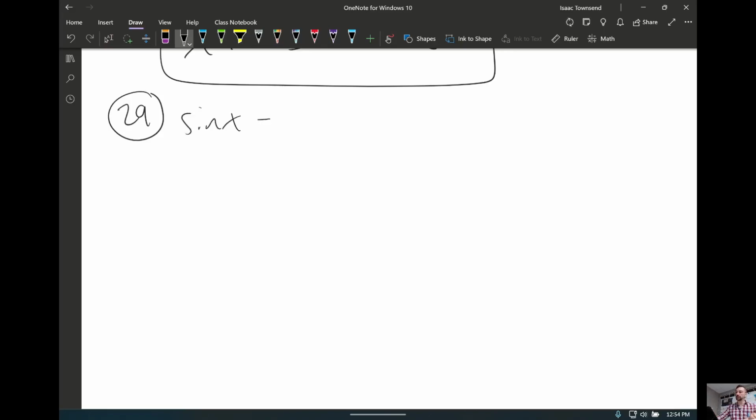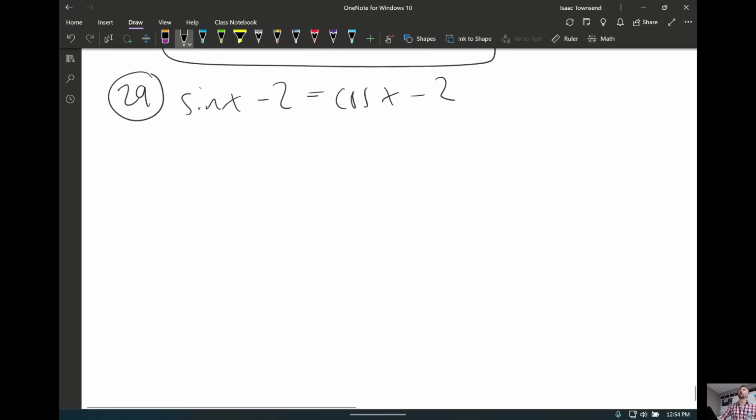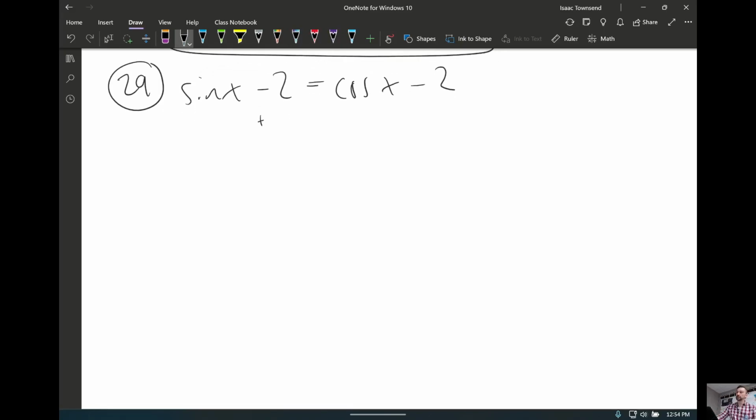29 says sine minus 2 is supposed to equal cosine minus 2. Well, the first thing you should do is add 2 to this to make it go away, and then you have to add 2 over here to keep it balanced, which is good because it just simplifies the problem for us. So adding 2 to each side, we just need to figure out when sine and cosine are the same.